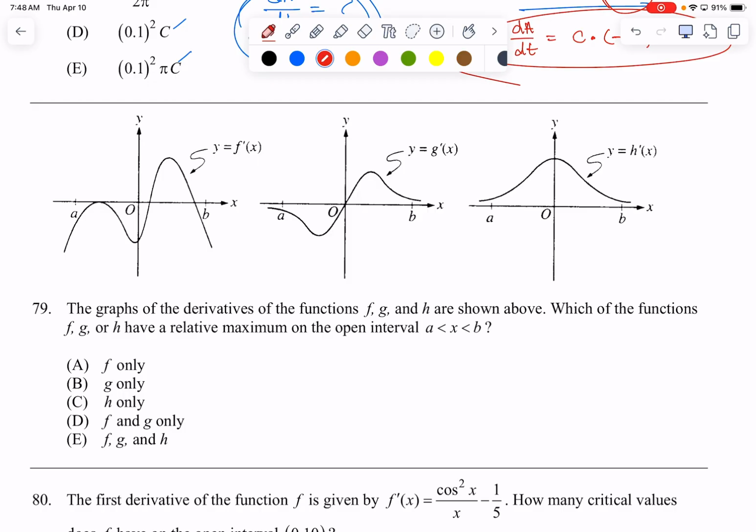All right, the graphs of the derivatives of f, g, and h are shown above. We are looking at not the original function, but the what?